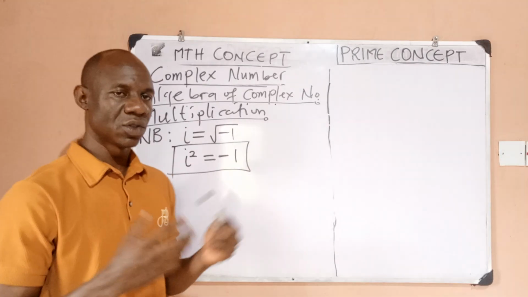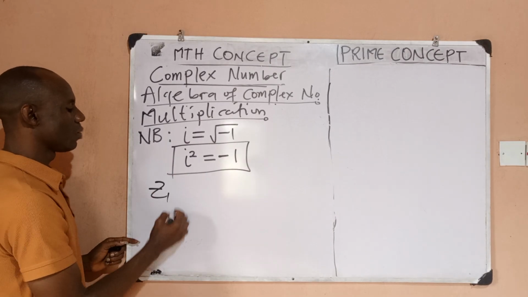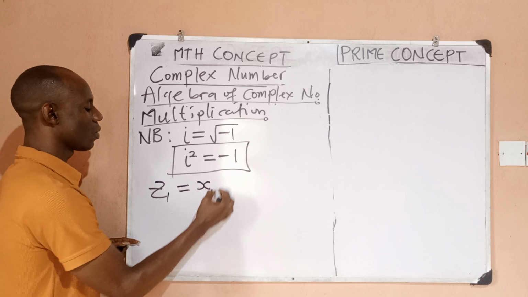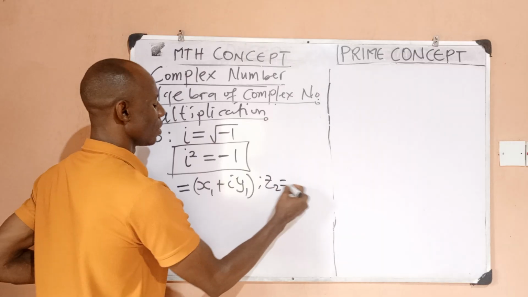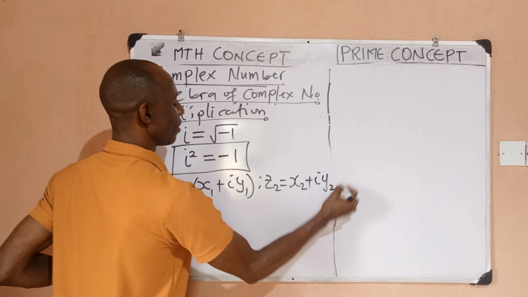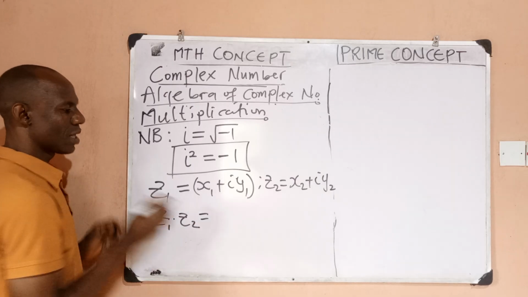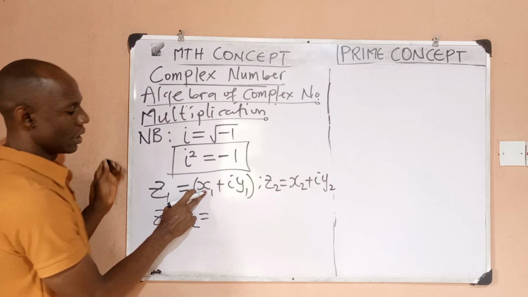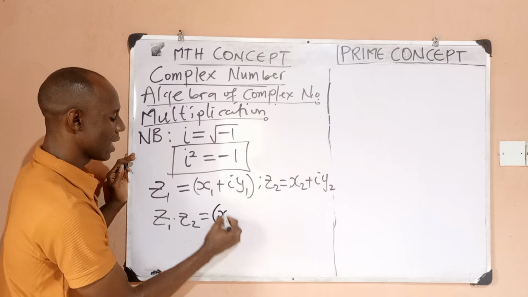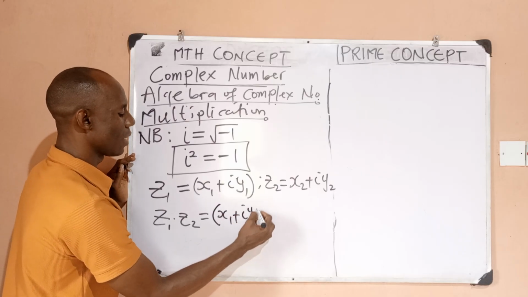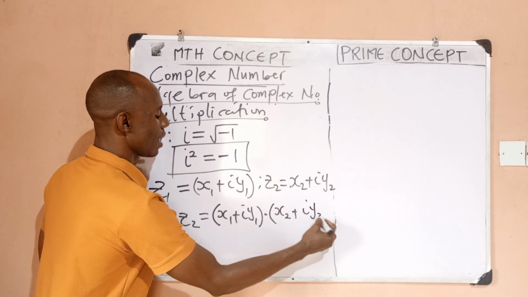Now, very quickly, we're going to go straight to an example in multiplying. Let's say we have a complex number z1, and z1 is x1 plus i y1. We have z2, which is x2 plus i y2. So if I want to find z1 times z2, what I simply need to do is to distribute. Let me write it. This is x1 plus i y1 multiplying x2 plus i y2.